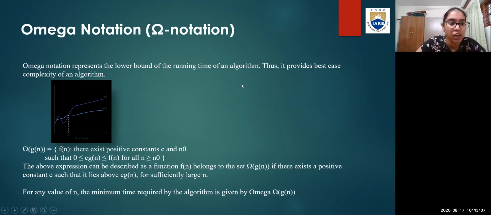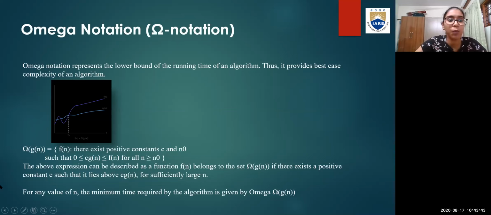So omega of g of n is equal to f of n if there exist positive constants C and n naught such that 0 is less than or equal to C into g of n is less than or equal to f of n. That is, your f of n should always be greater than your C into g of n. It will lie above C into g of n. If this condition is satisfied for all n greater than or equal to n naught, then you can say that your function f of n belongs to the set omega of g of n.